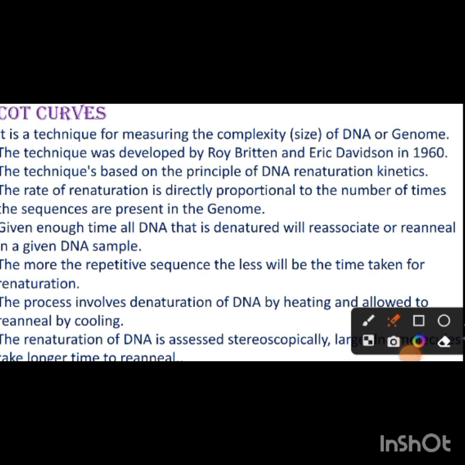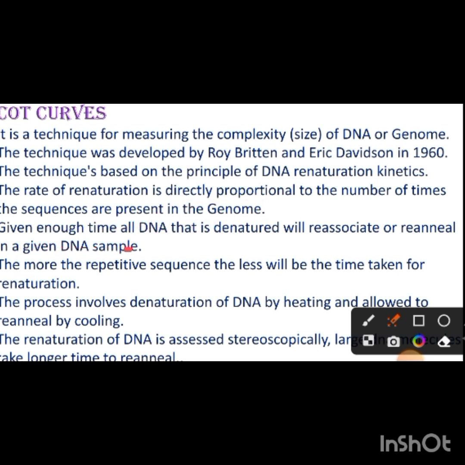When we're talking about the Cot curve, it is a technique for measuring the complexity and the size of DNA or a genome. The technique was developed by Roy Britten and Eric Davidson in 1960. The technique is based on the principle of DNA renaturation kinetics. The rate of renaturation is directly proportional to the number of times the sequences are present in the genome.